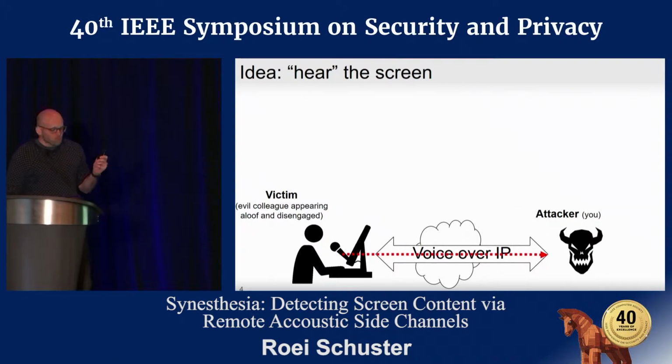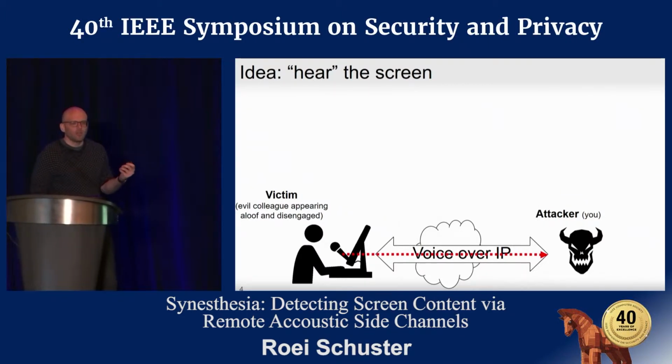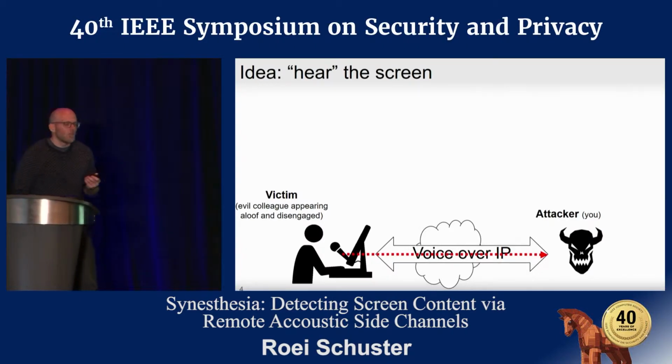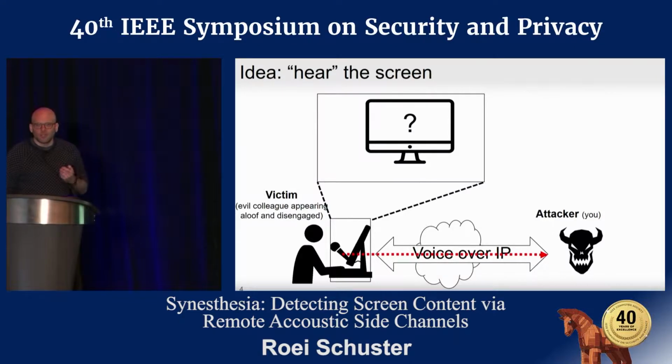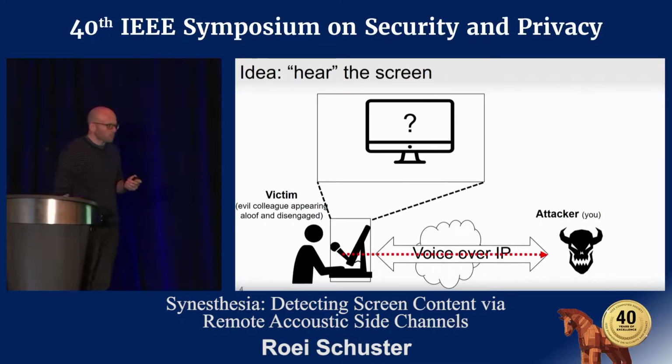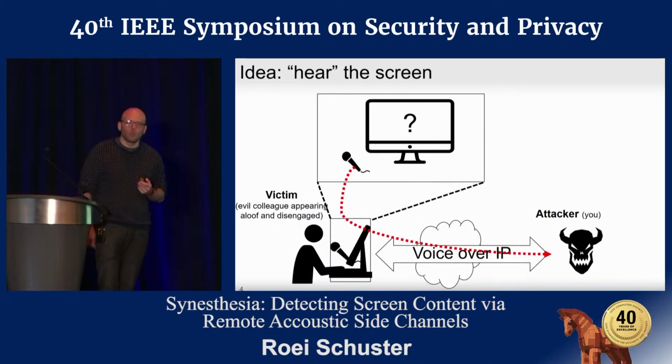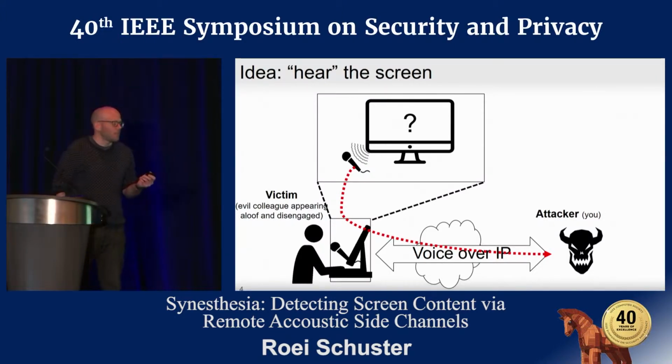In this situation, you're already getting an audio feed from their environment, playing on your speakers or headphones. But you can't really tell what's on their screen, and this is what you're interested in. But the audio that you're getting is coming from a microphone that's typically pretty close to their screen. So can you use that?